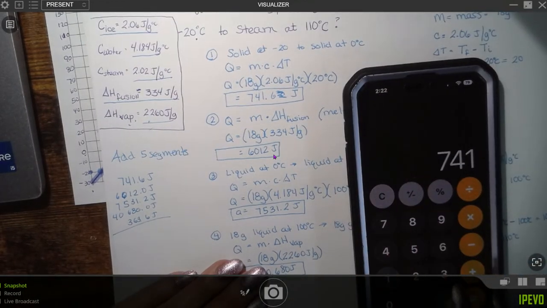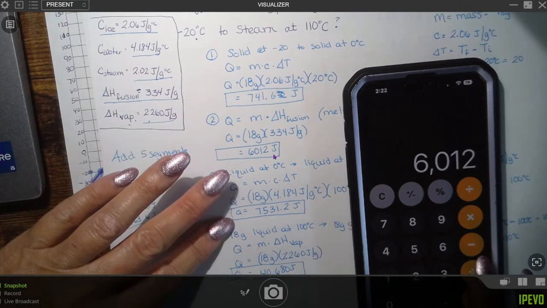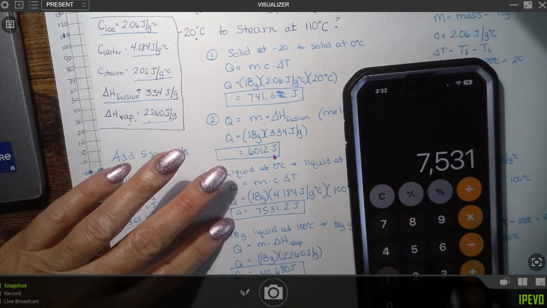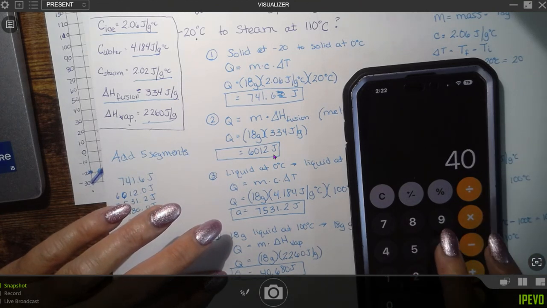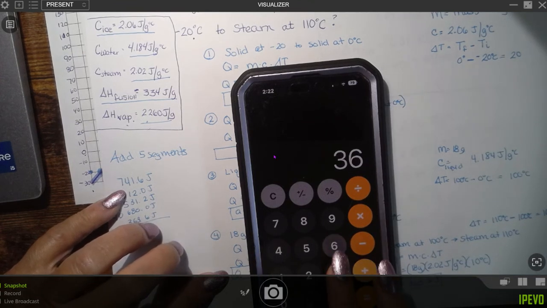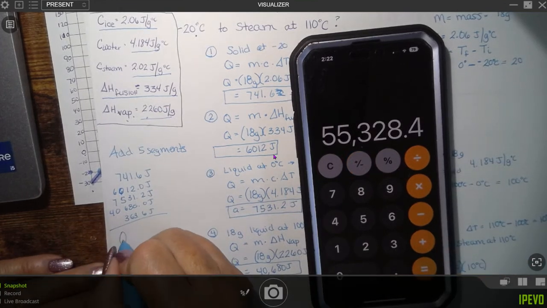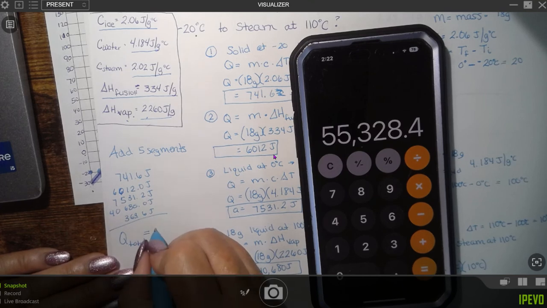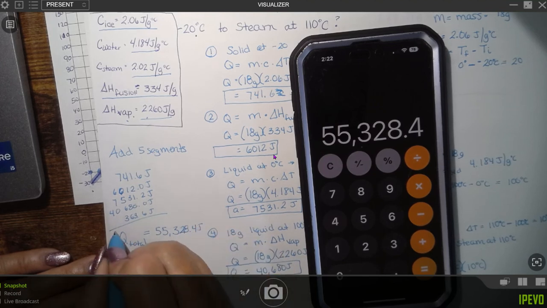So 741.6 plus 6,012 plus 7,531.2 plus 40,680 plus 363.6. So I get a total energy. Q is going to equal 55,328.4 joules.